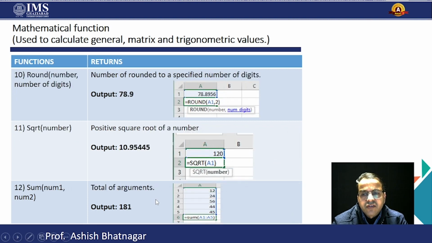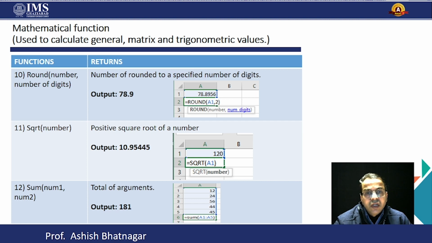Next is round off values. Round off means specific nearby values. Suppose I give the ROUND function having a number, comma, number of digits. Number is one argument which is rounded to some number of digits. Let's say, as an example, a number rounded to a specific number of digits. Suppose A1 contains 78.8956, right? And I apply the formula equal to ROUND having the two arguments A1, comma 2. A1 contains the value 78.8956 and 2 is the significance or number of digits.